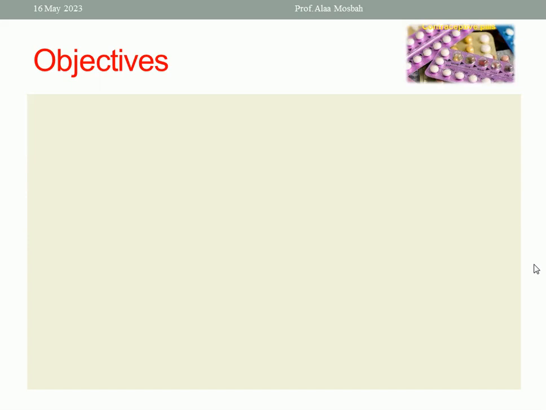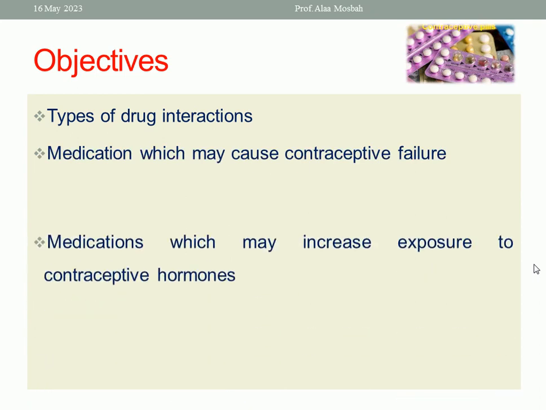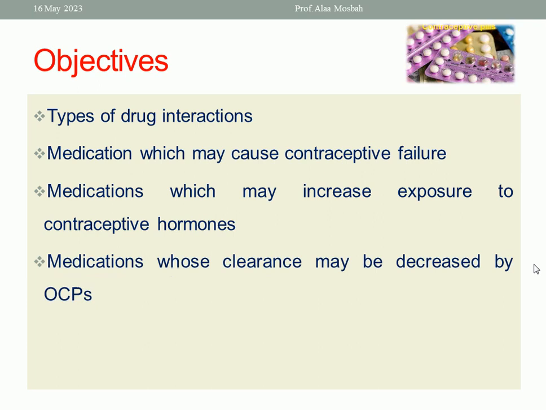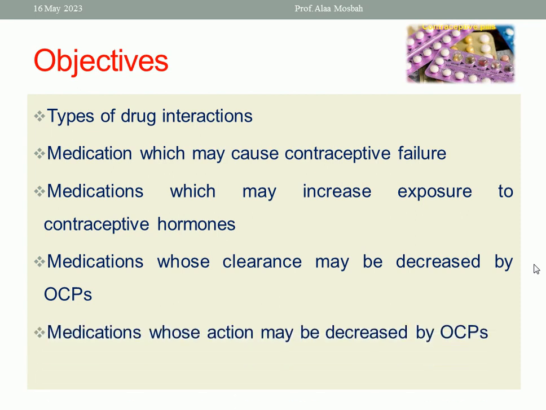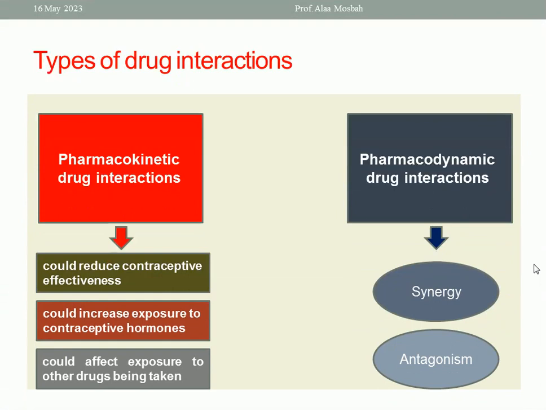To know the types of drug interactions, medication which may cause contraceptive failure, medication which may increase exposure to contraceptive hormones, medication whose clearance may be decreased by oral contraceptive pills, medication whose action may be decreased by oral contraceptive pills. Okay, let's just start with the types of drug interaction.